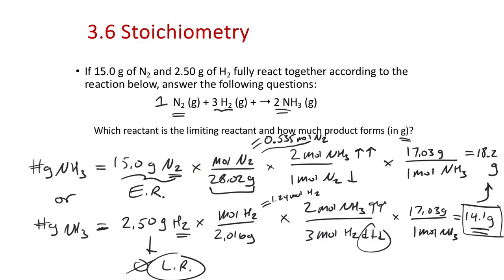Okay, so how much product forms? 14.1 grams. We don't get the 18.2. And then we identify the limiting reactant in this approach as being the hydrogen. Okay, now could we do a BCA chart? Could we have done this instead? Can it be a second way, or just like a backup, an alternate way?